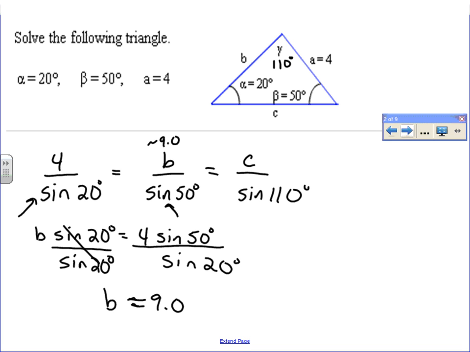All right, let's cross multiply again, like I said, with the first and third. So this gives me 4 times sine of 110 equals c times sine of 20. Now how would we solve there? Divide by sine 20.